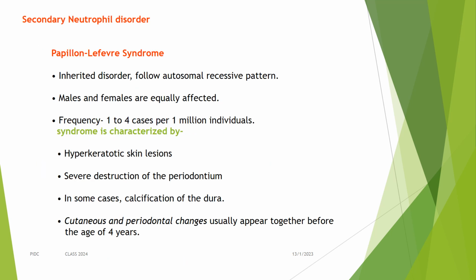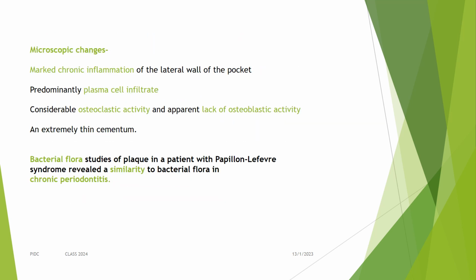Papillon-Lefevre syndrome is an inherited disorder that follows an autosomal recessive pattern, and there are hyperkeratotic skin lesions and severe destruction of the periodontium. The microscopic changes include marked chronic inflammation with plasma cell infiltrate, osteoclastic activity, and lack of osteoblastic activity. Bacterial flora studies of the plaque in a patient with Papillon-Lefevre syndrome revealed a similarity to the bacterial flora in chronic periodontitis.